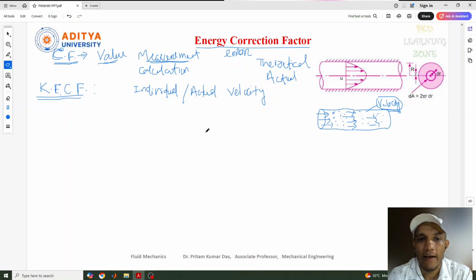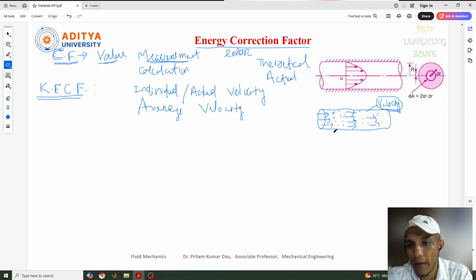But when you consider an average velocity, that will be different. The average velocity gives you the average of all these particles' velocities, the overall particle velocity or average pipe velocity. If you measure the individual velocity and the total overall velocity, both will be different.